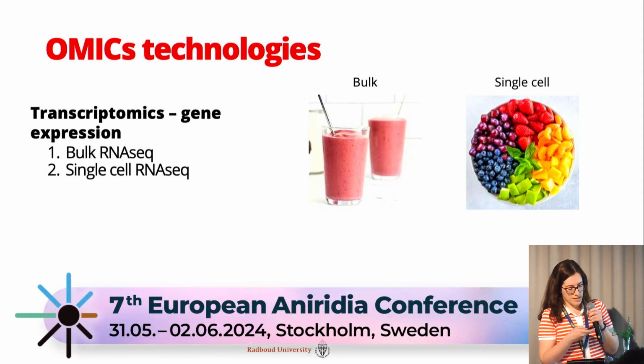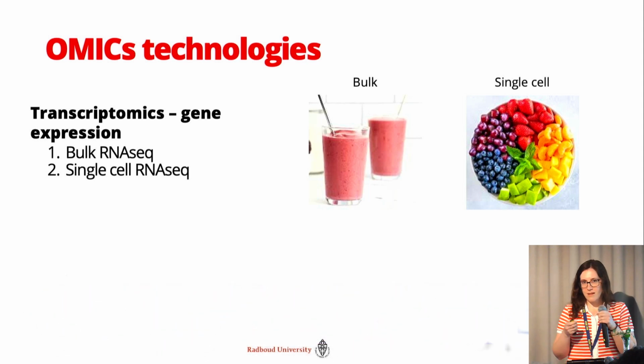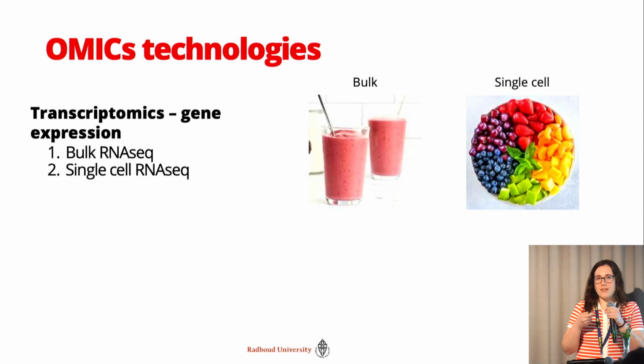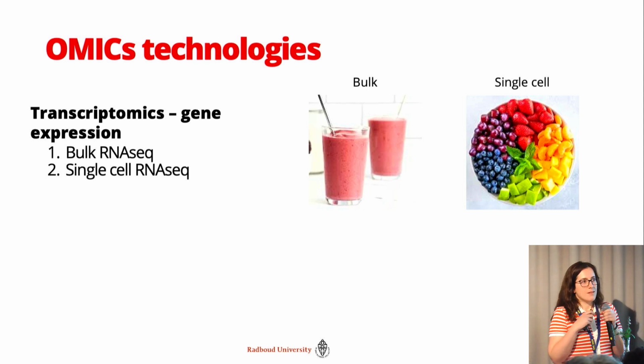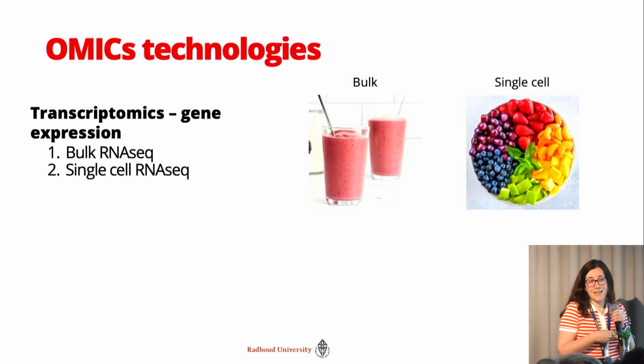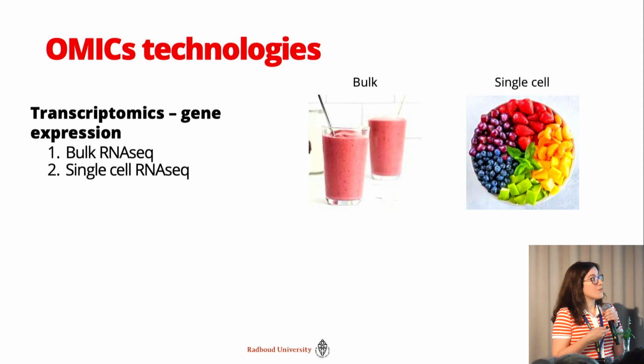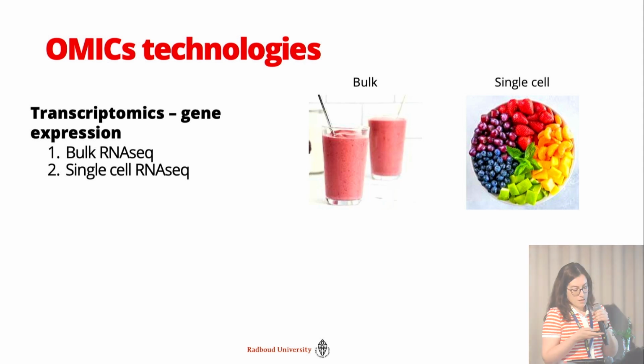So bulk, this is the best analogy I could find. Think of bulk technologies or bulk RNA-seq as a smoothie. We have a taste of what's in there. We can tell what kind of fruits are in there, but we cannot really tell exactly the smaller population. So, for example, if we just add a couple of blueberries in there, we might not even taste them, so we might not know they're there. As for single cell, think of a fruit bowl, where actually we can see exactly all the cell types that are in there, how much are there, so even the smaller populations we can detect.